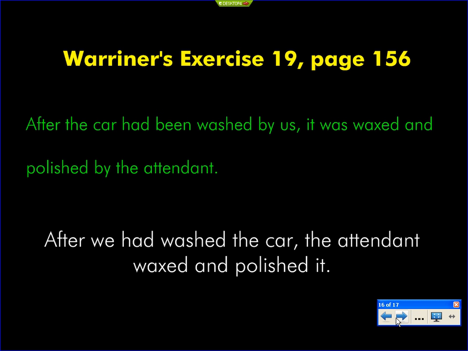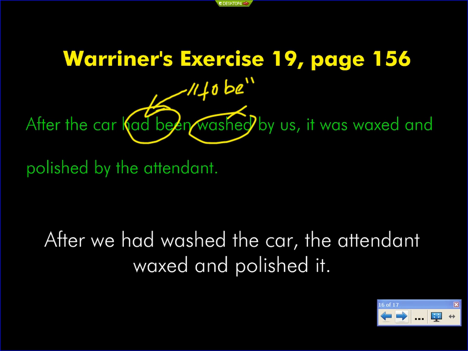Today I'd like you to take a look at the Warriner's exercises on page 156. So turn your book to that right now. Exercise 19. Let's take a look at the first example. I'm going to ask you to do some of these today, and I'll do the first one for you. After the car had been washed by us, it was waxed and polished by the attendant. We have passive voice in two places. Notice that had been is some form of the verb to be, and washed is a past participle.